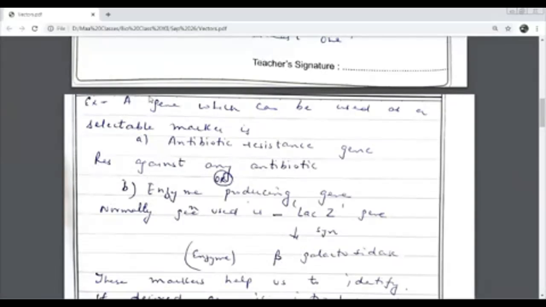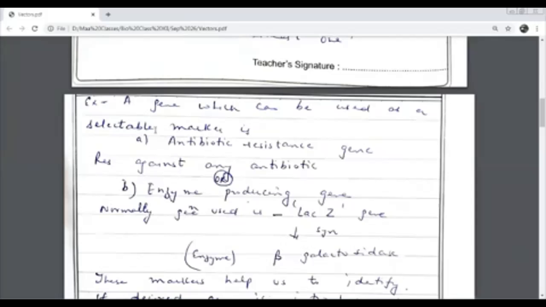There are two types of markers in biotechnology, children. Of the two, at least one should be present. Let me tell you now. Which gene can be used as a selectable marker? You cannot pick just any gene and make it a selectable marker. We cannot take any gene as a selectable marker.